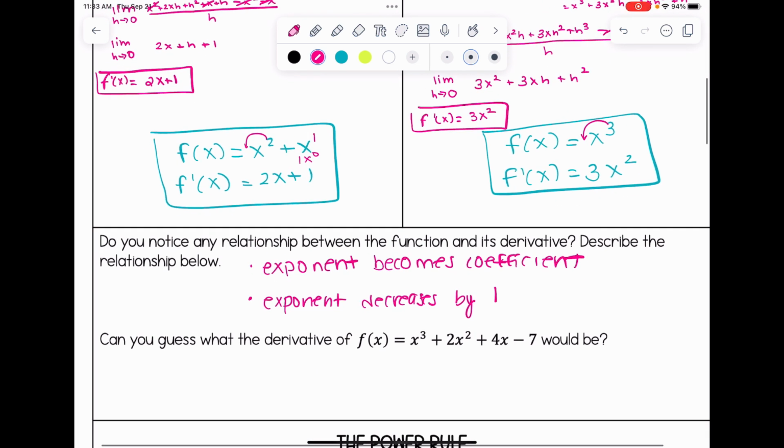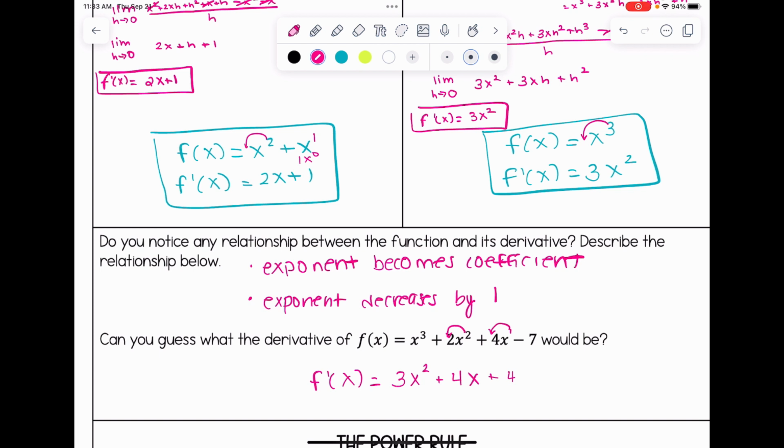And if I had to guess then, using that idea, what the derivative of x cubed plus 2x squared plus 4x minus 7 would be, x cubed, we already know the derivative is 3x squared. For 2x squared, move the 2 down, so that's going to give you 2 times 2, or 4. Subtract 1 from the exponent. 4x to the first, move the exponent down, 1 times 4 is 4. Subtract 1 from the exponent, and you have x to the 0, and that's going to be 1, so we don't even need to write x to the 0.